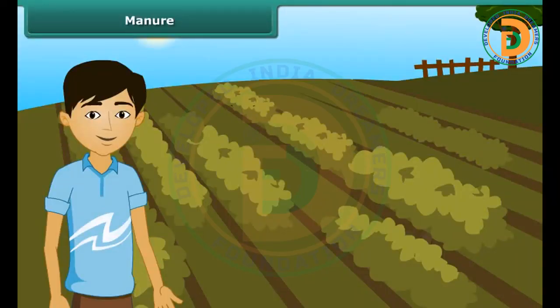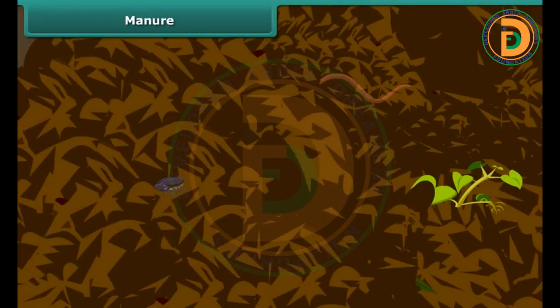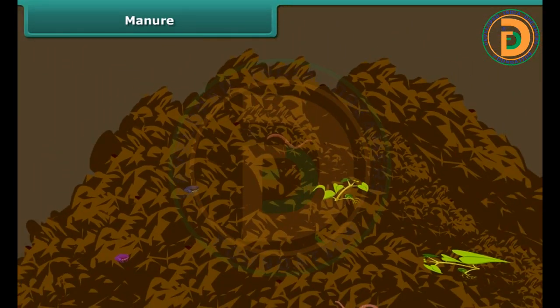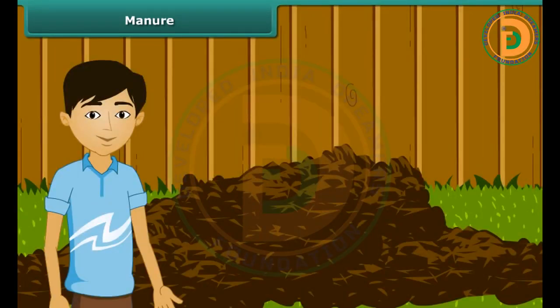Friends, now let us move on to the next topic of this module. I am sure you must have heard the term manure many times. Do you know what it is? Okay, let us see. Manure is an organic substance obtained from the decomposition of plant and animal wastes. To make it, farmers dump plant and animal wastes in pits at open places where it is decomposed by microorganisms.